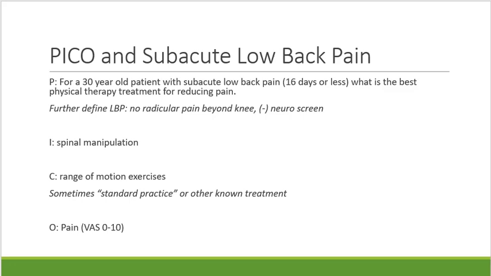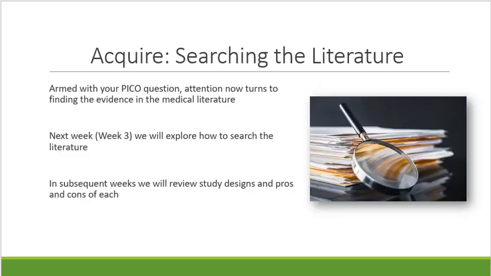Now, knowing different treatments, what I might do is speculate that spinal manipulation could be a good treatment, and I might want to compare that against something like range of motion exercises. Sometimes you'll see things as standard practice or usual practice, or maybe another known treatment. And I'm curious in pain, so as the outcome, I might want to find something that reports pain on a 0 to 10 scale, on the 0 to 10 visual analog scale.